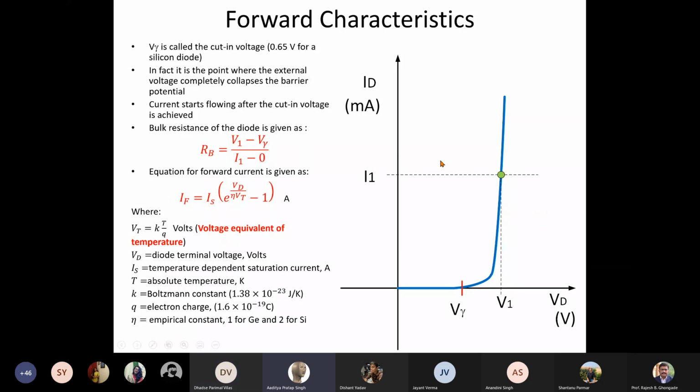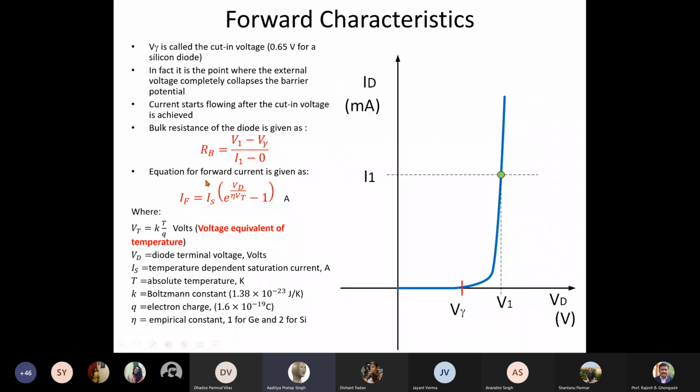Okay, now if I want to find out the resistance offered by this device, what is resistance? It will be the reciprocal of the slope of this line, no? But as you can see, this is not a line. This is a curve. So the resistance will be different at different points. In general, we call it something called the bulk resistance. So this bulk resistance of a diode is given by this formula. You have to simply go into the data sheet, find out V1 and I1, that is forward voltage and forward current of a diode, which is given by the manufacturer. You know what is V gamma, use this equation and find out the bulk resistance.